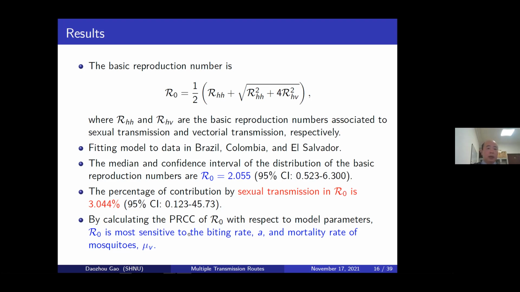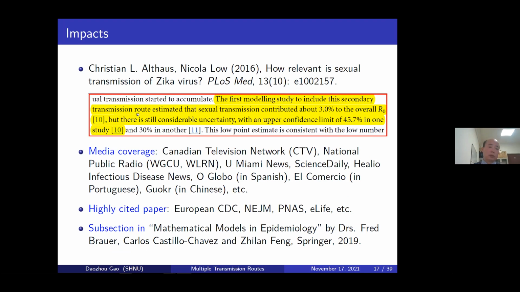This work was later published in Scientific Reports in June 2016, and it is the first modeling study with both sexual transmission and mosquito-borne transmission for Zika virus. It received massive media coverage and was cited by the European CDC and top journals. It was also included as a subsection in the monograph written by professors Fred Brauer, Carlos Castillo-Chavez, and Zhilan Feng in their book. Okay, so this is the first part.